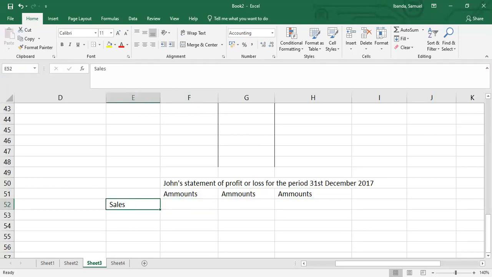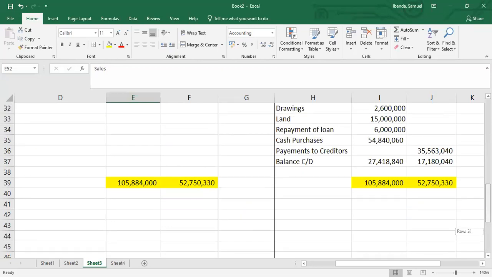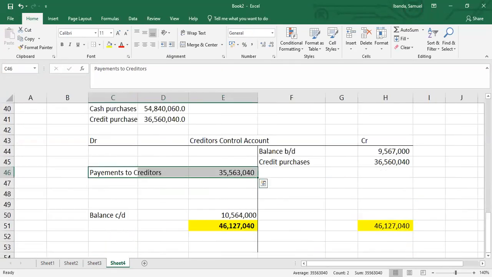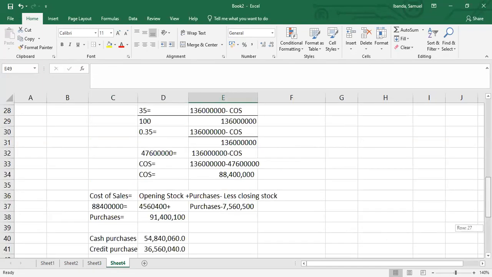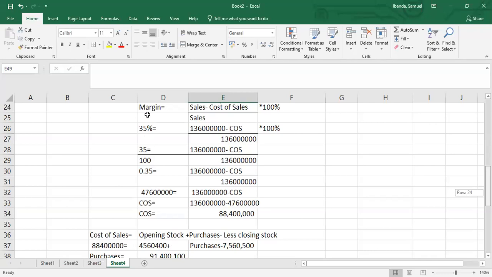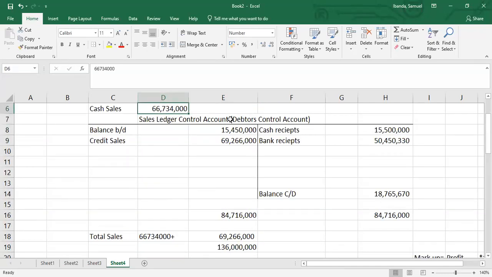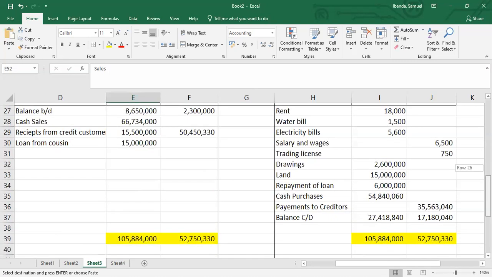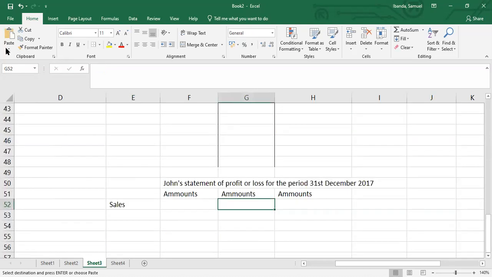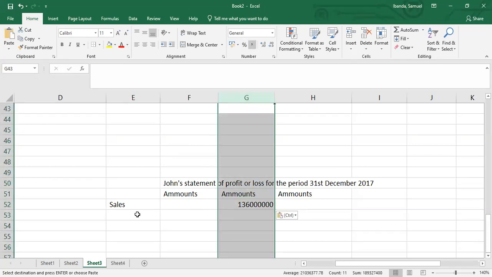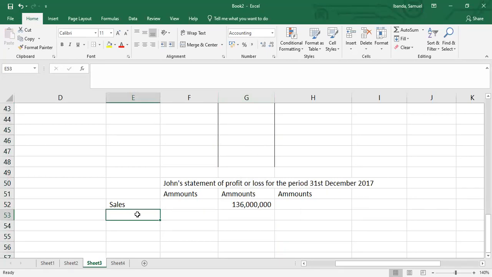So sales, mine is to ask myself, do I have the sales figure? Of course I have the sales figure. When it came to the working, I determined my sales somewhere. Remember, I was given cash sales. I drew up the debtors control account and determined my credit sales, okay, which were 69, and my total sales came to 136 million, okay? So I'll just come to my question that I'm answering and record my sales figure. I'll record it under this column, so that this is systematic. Then after sales, definitely the next thing I'll do is less cost of sales.